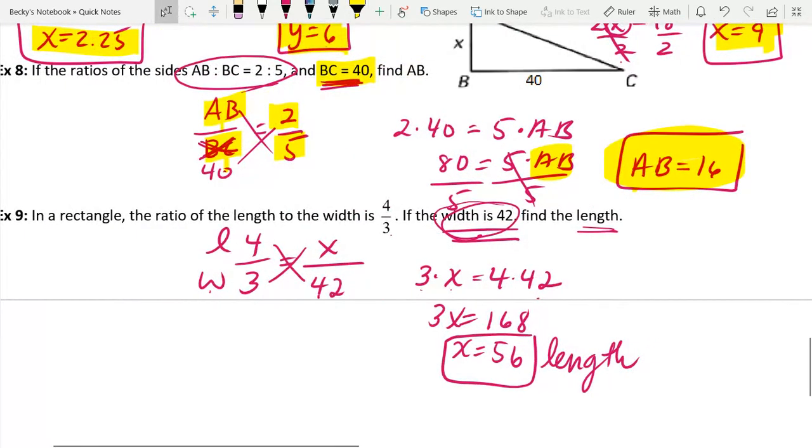Your last one, it's a rectangle, and the ratio of the lengths is 4 to 3. I highly, highly suggest that you label length to width because whenever they give you the width, you need to know where to place it. So width is in the denominator, so the 42 goes down here. To find the length, you're going to just put an x up here and cross multiply. So when I did that, you can see my work here. I cross multiplied to get 168 divided by 3 to get the length of 56.